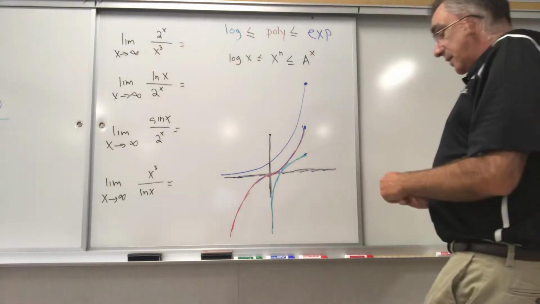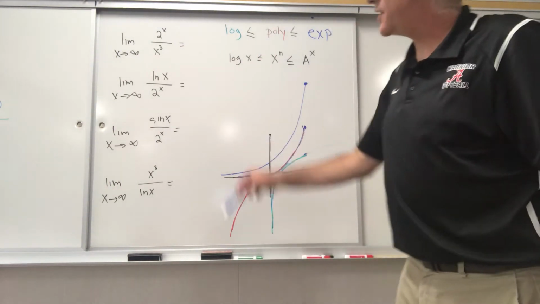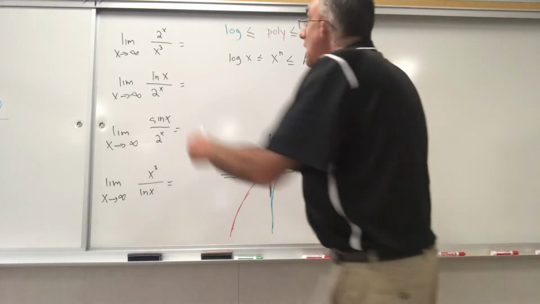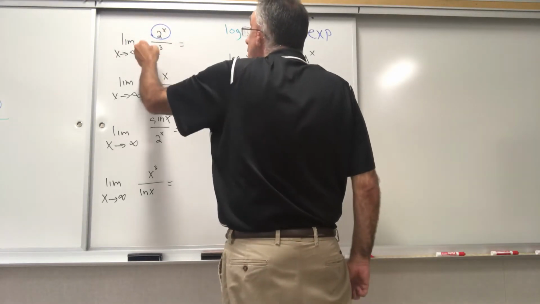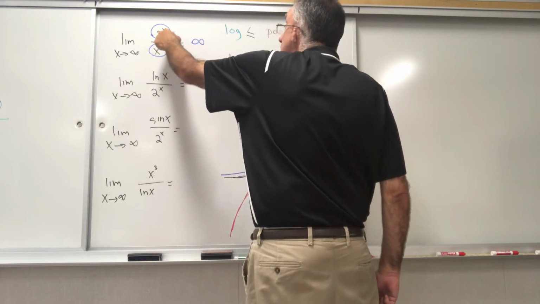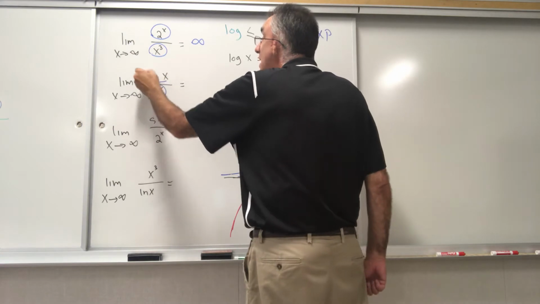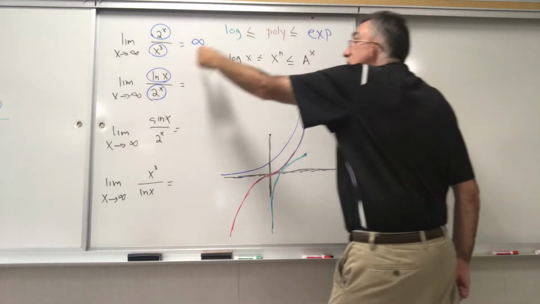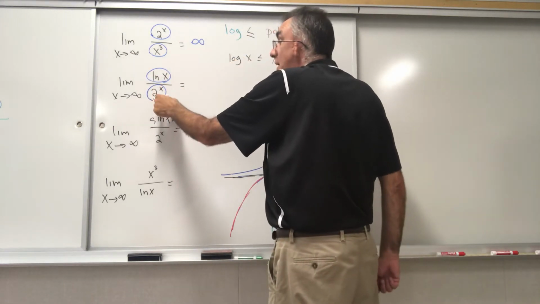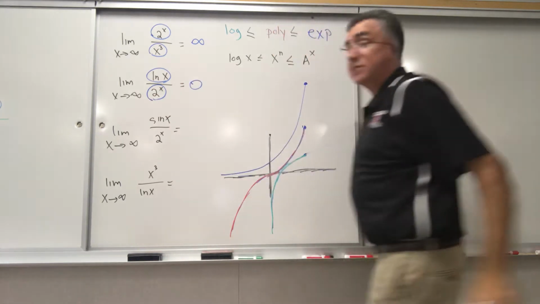So here's the idea. This way you can do these limits at infinity really quickly. Exponentials grow faster than polynomials. So this is going to go to infinity because the one going to infinity is on top. Exponentials grow faster than logarithms. Since the exponential on the bottom is going to go to infinity, that means the whole thing's going to go to 0.